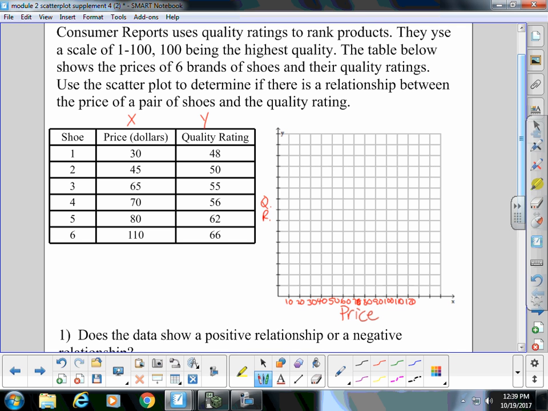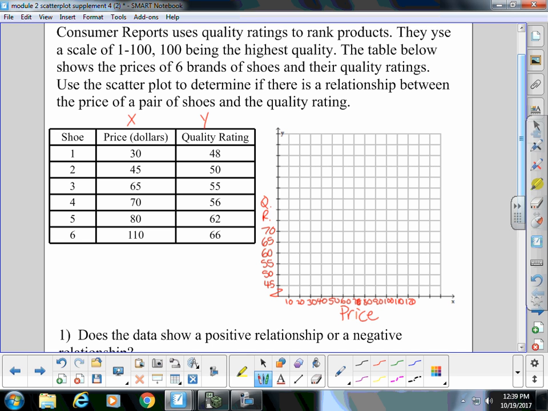And then for quality rating, our numbers are pretty close together. We have from 48 to 66. I'm going to count by 5s. However, I'm going to make what we call a break in the graph, which looks like this. And I'm going to start at 45. 45, 50, 55, 60, 65, 70.